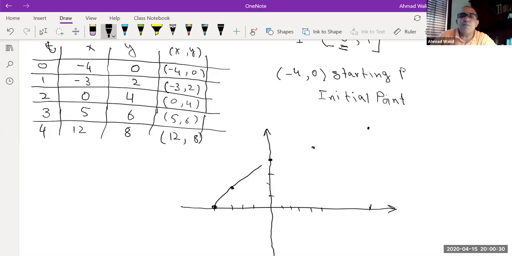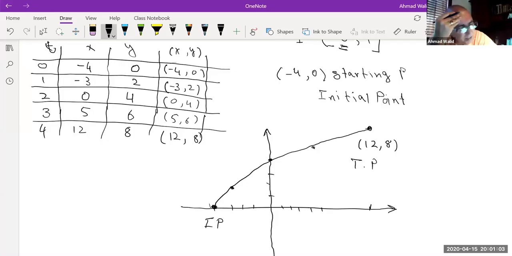If I connect these points like this, it starts from this point, which is my initial point, and it goes to this point, which is 12 and 8, which is the end point, right? And we call the end point the terminal point. Initial point and goes to terminal point.